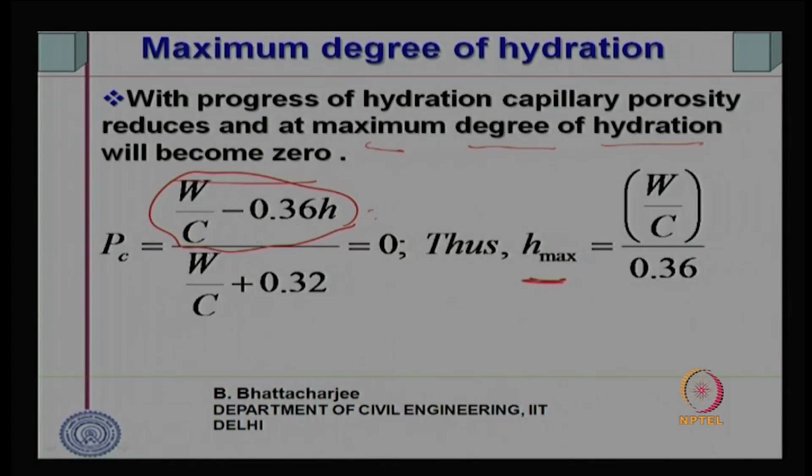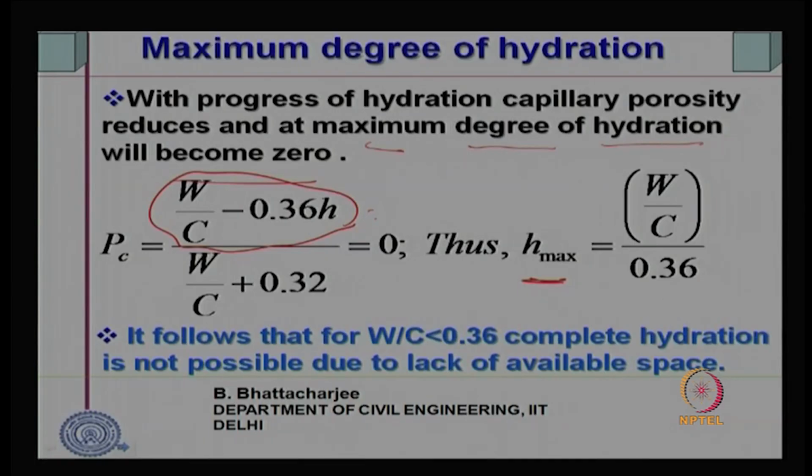In other words, if I have a water cement ratio less than 0.36, this term will be negative. You can't have negative capillary porosity. That means you need more space than is available. Therefore, with water cement ratio less than 0.36, complete hydration is not possible due to lack of available space to be filled by the product of hydration.